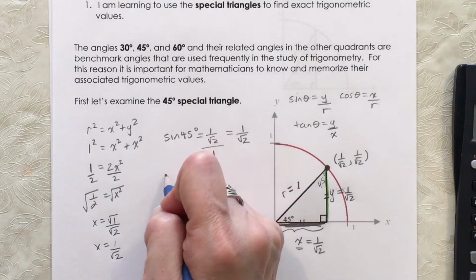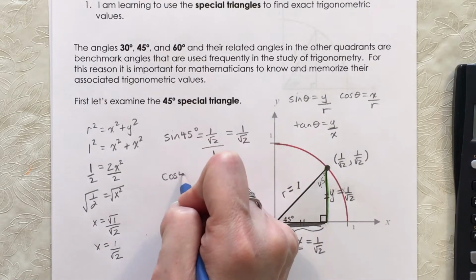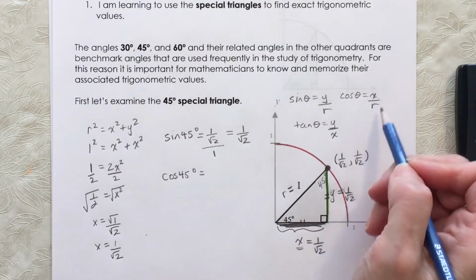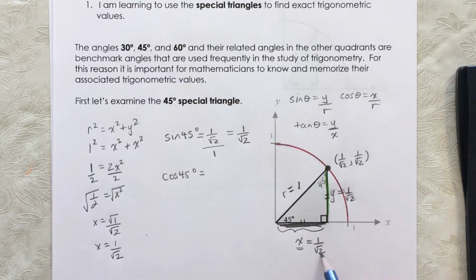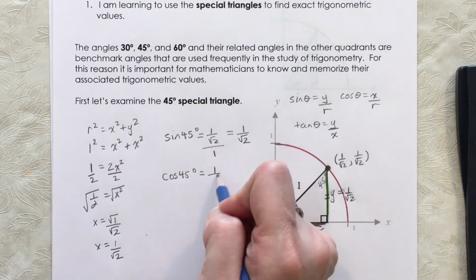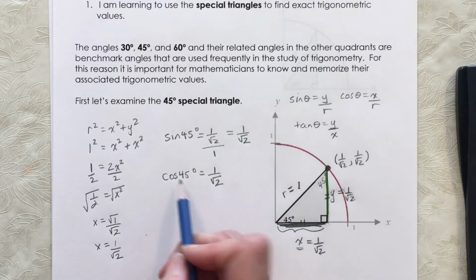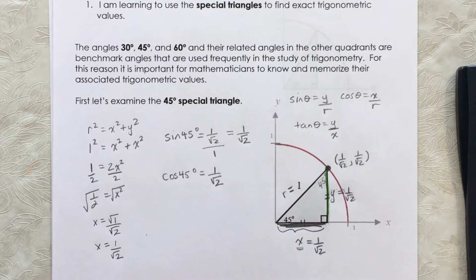So the cosine of 45 degrees is the x value divided by the r value. So 1 over root 2 over 1 again, but we know dividing by 1 doesn't change anything. So the exact value of the cos of 45 is 1 over root 2.